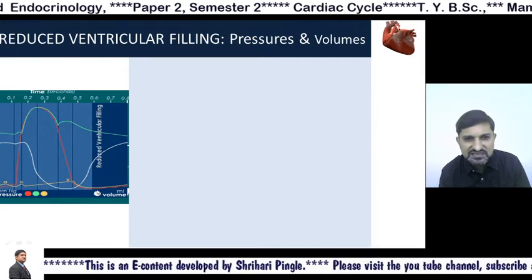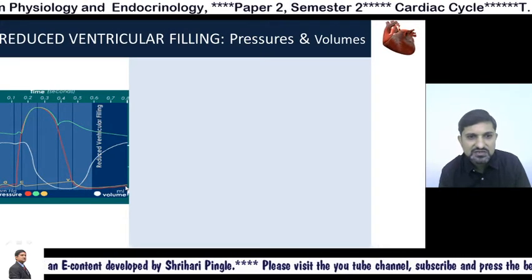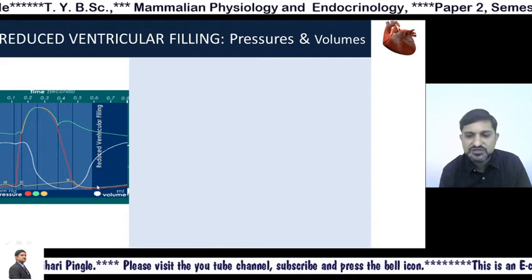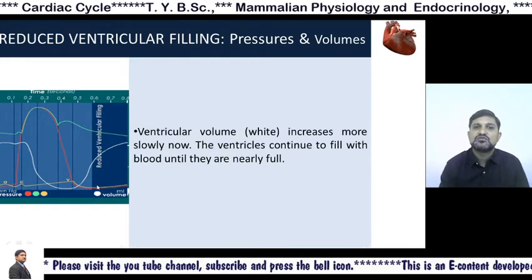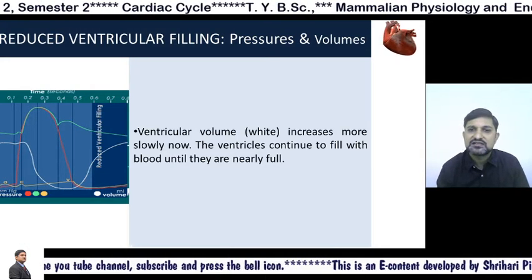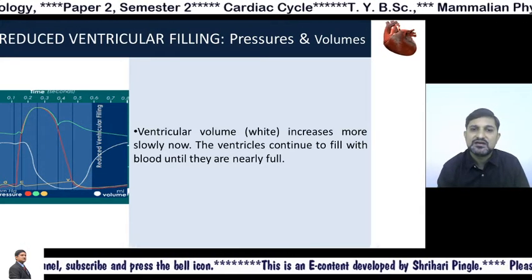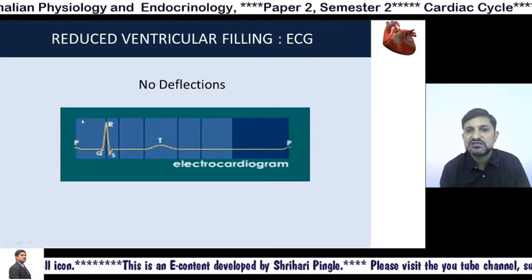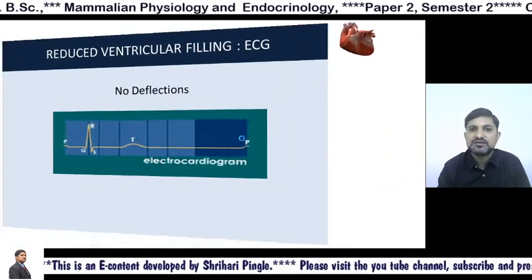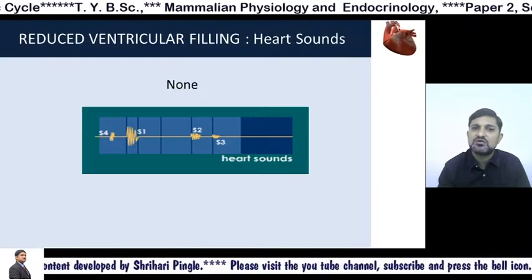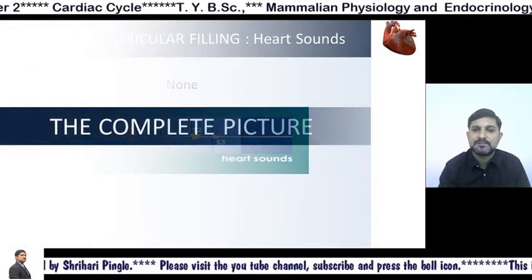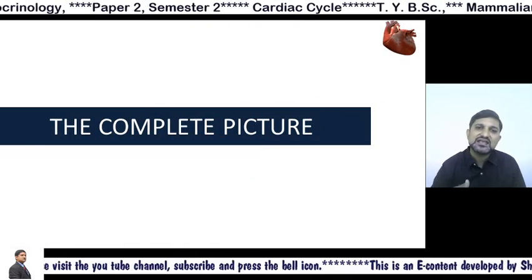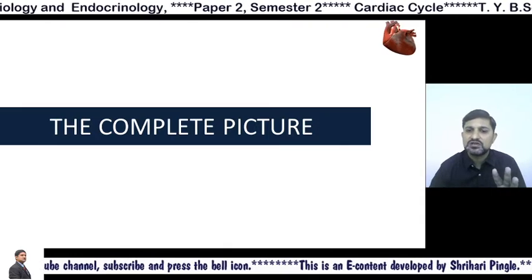The ventricles still have very little pressure because they are in the state of diastole. The auricular pressure has gone down. So ventricular volume increases and they continue to fill with blood until they are full. As far as ECG is concerned, there is no deflection again over here, and there are no heart sounds observed as well. Once these steps are completed, again the next cycle starts from the auricular systole.